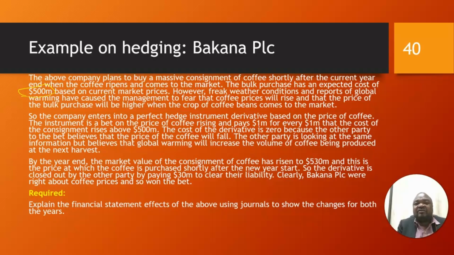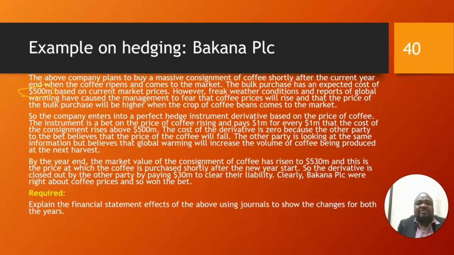The cost of the derivative is zero because the other party to the bet believes that the price of the coffee will fall. The other party is looking at the same information but believes that global warming will increase the volume of coffee being produced at the next harvest.